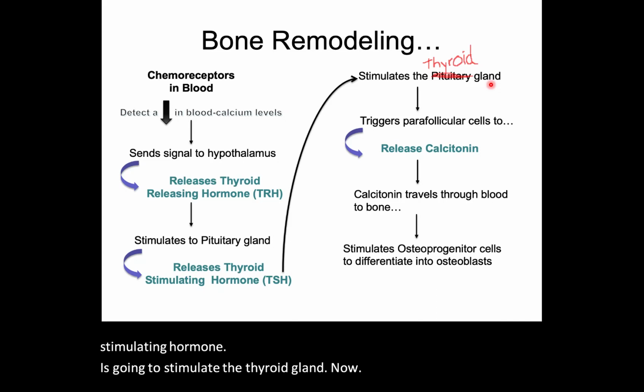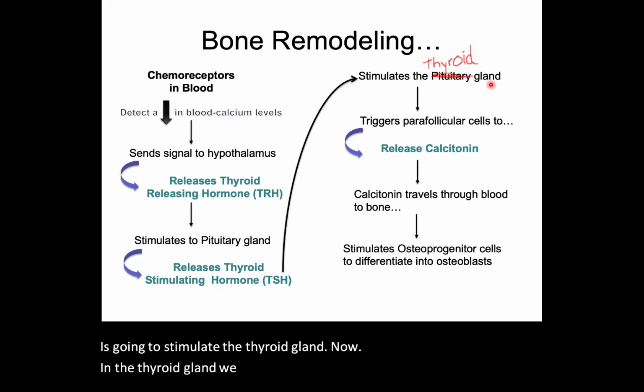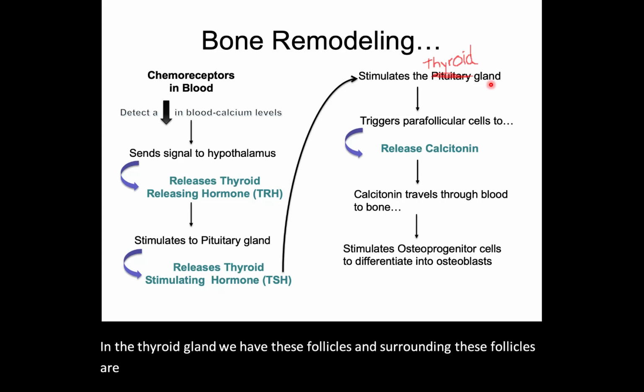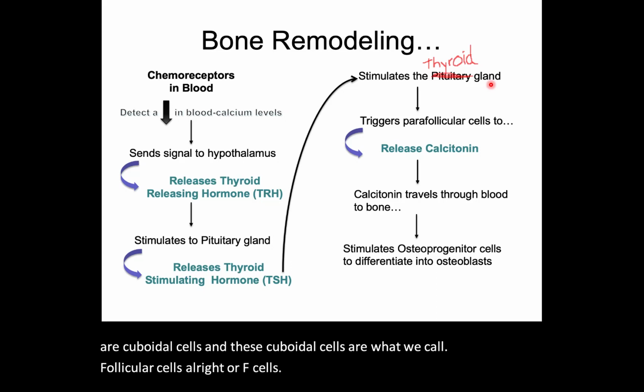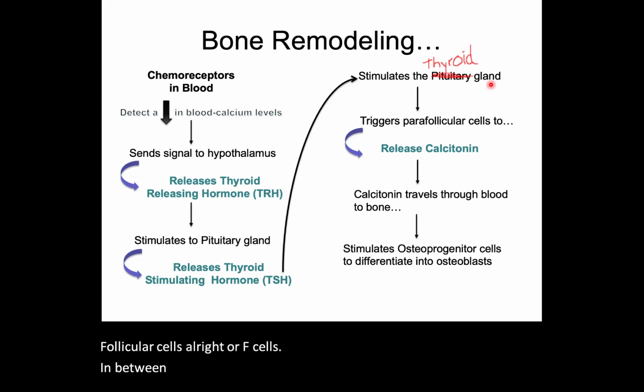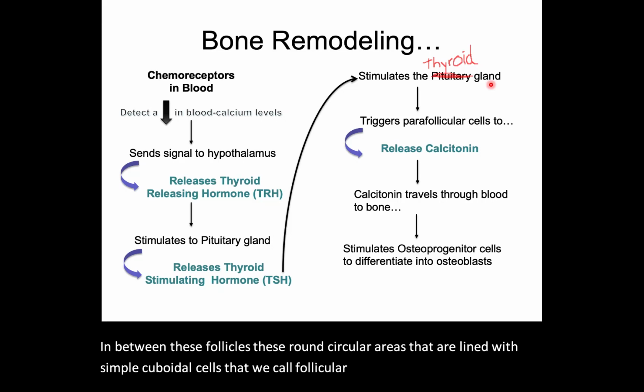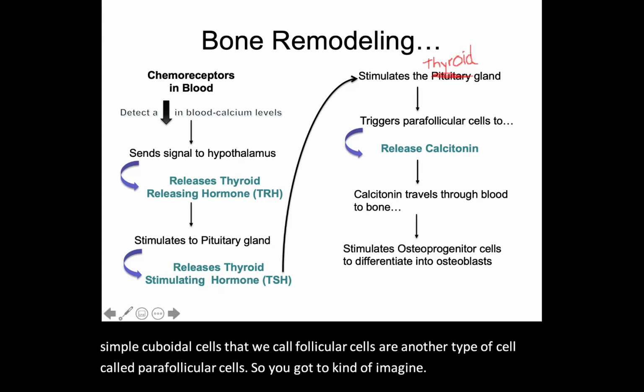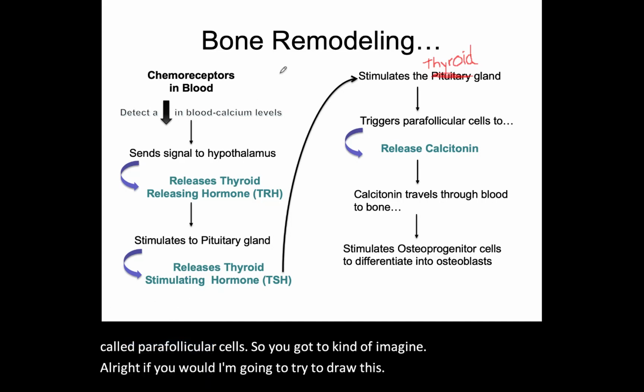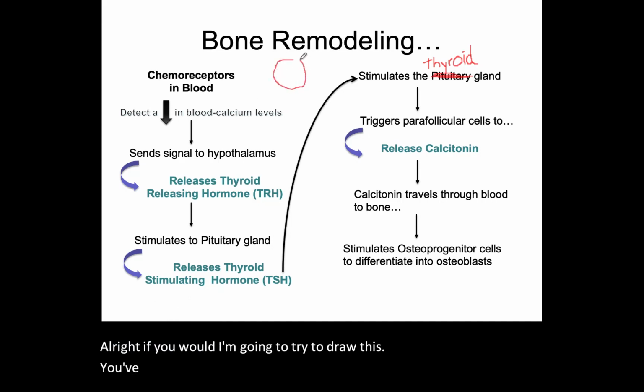Now, in the thyroid gland, we have these follicles, and surrounding these follicles are cuboidal cells. These cuboidal cells are what we call follicular cells, or F cells. In between these follicles, these round circular areas that are lined with simple cuboidal cells that we call follicular cells, are another type of cell called parafollicular cells. So you have to imagine, if you would, I'm going to try to draw this. You've got a follicle here. You have another follicle here.